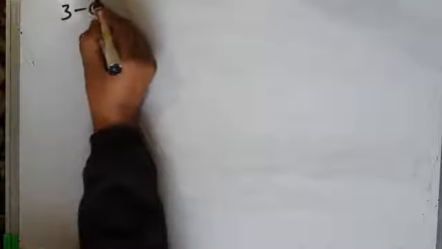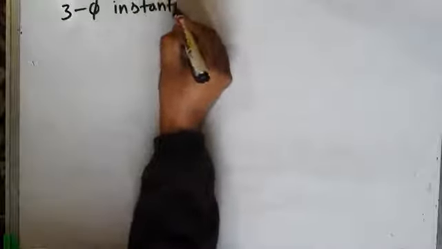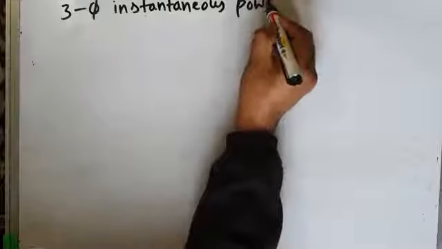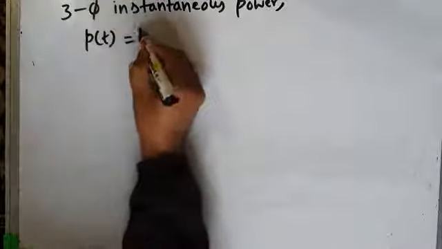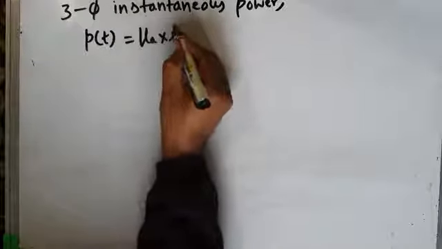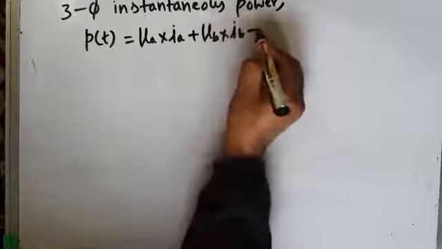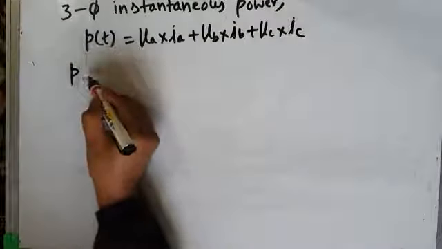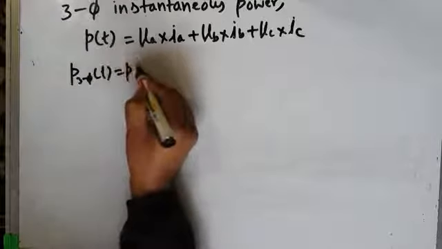So I will write here three-phase instantaneous power, which is delivered from source to load. It is given by PT is equal to VA into IA plus VB into IB plus VC into IC. Or we can say P three-phase T is equal to PT.